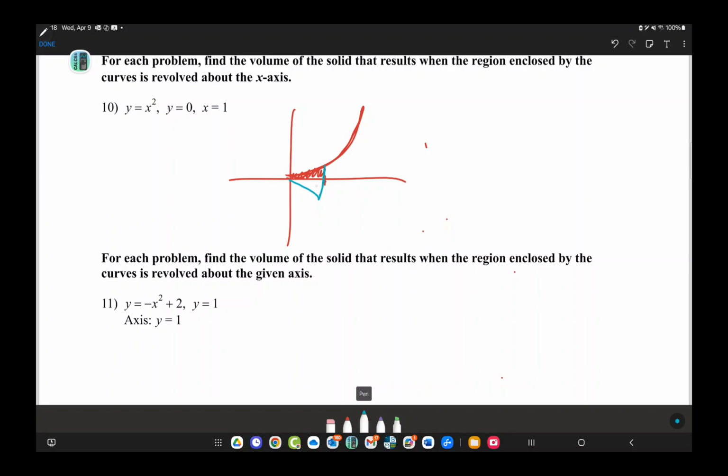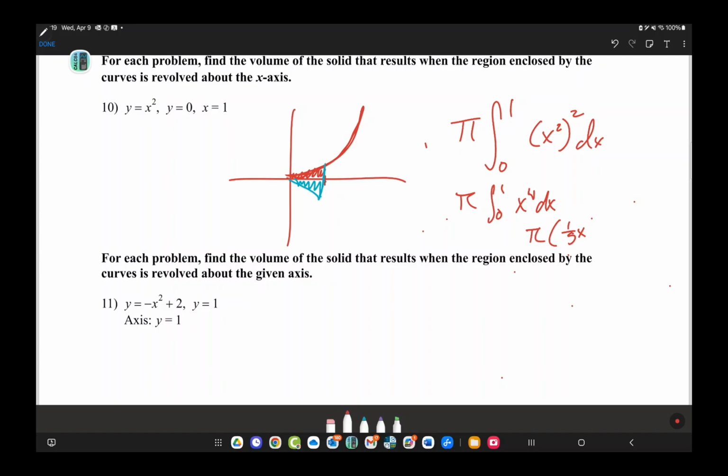So this means we are definitely doing the disk method, not the washer method, because there's no hole in the graph. In this case, it's just pi times the integral from 0 to 1 of x squared, squared, dx. So pi times the integral from 0 to 1 of x to the fourth dx. That gives you pi times 1/5 x to the fifth from 0 to 1, which would just be 1/5 pi, or pi over 5.